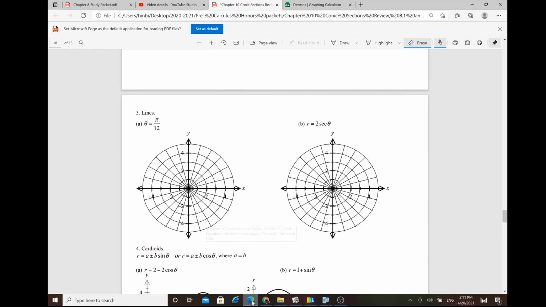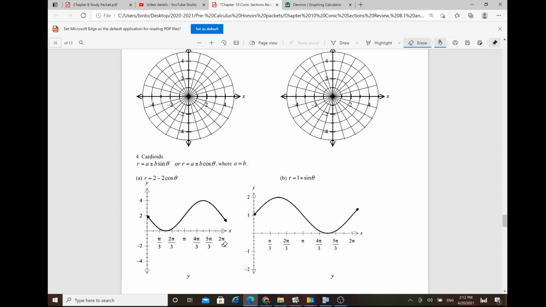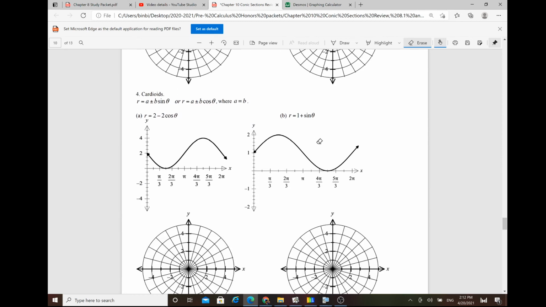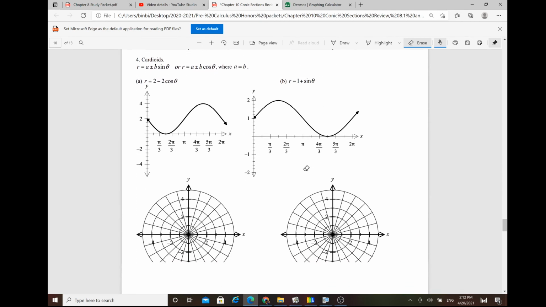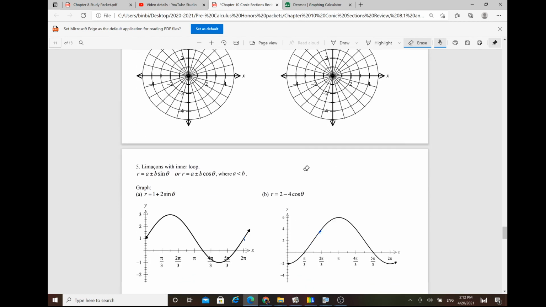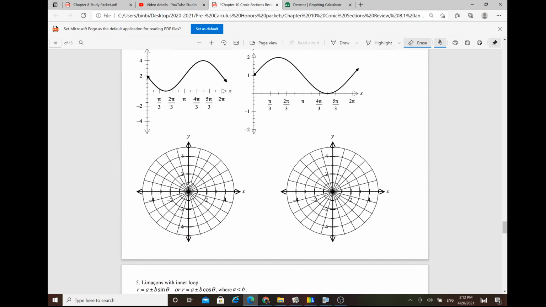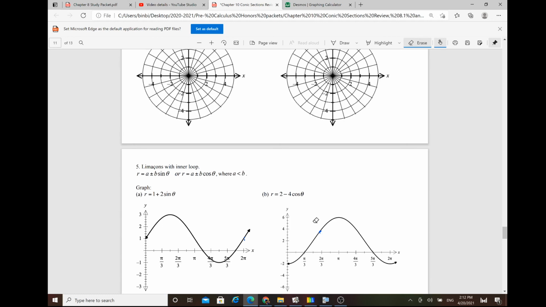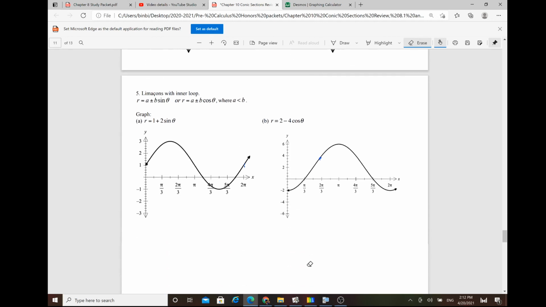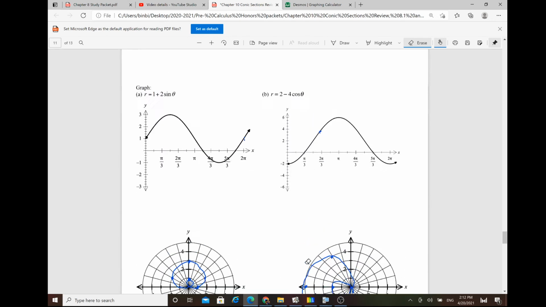So that's pretty much the first half of the polar graph. The second half, we'll talk about next time. Next time, we'll talk about the cardioids. You need to sketch the normal sine curve and cosine curve with the transformation, and also plot the points on the polar coordinate system. And then the limacons with the inner loop. So we'll find out about this one.